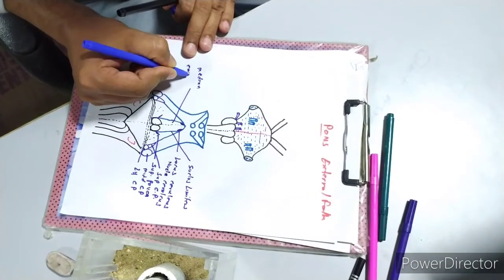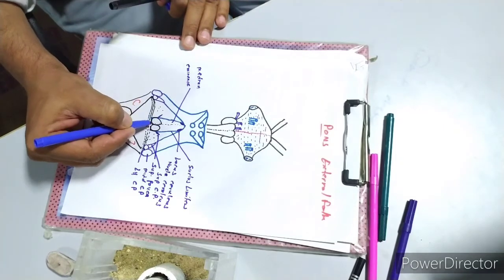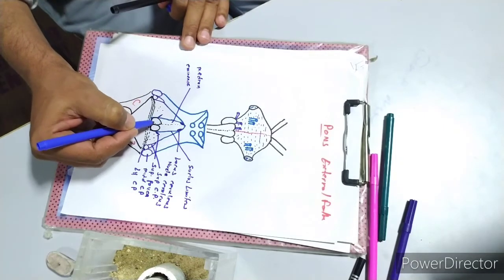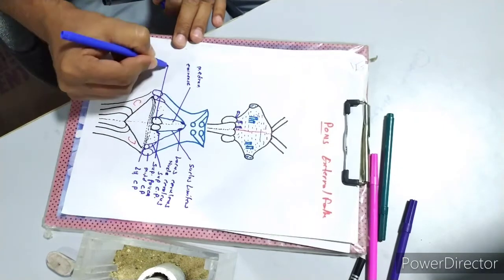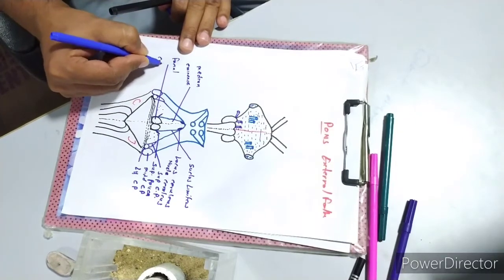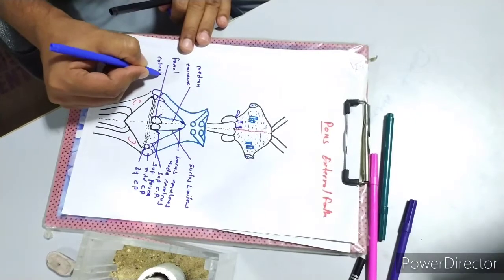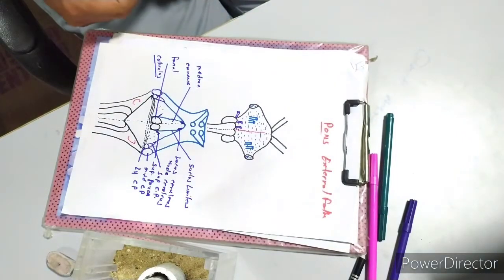Median eminence, and in the lower part of this median eminence there are two swellings or elevations. These elevations are known as the facial colliculus. Okay, so these are the features on the posterior part of the pons.